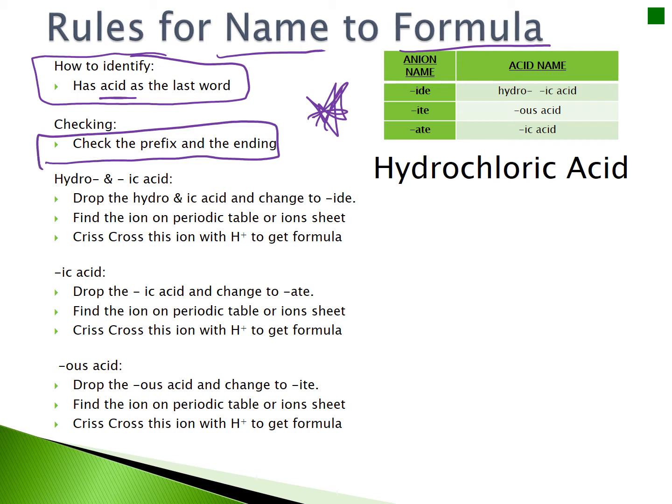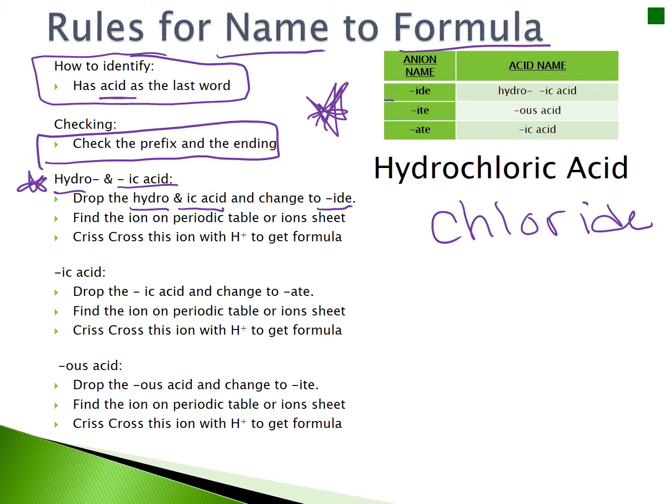Okay, so hydrochloric acid has a prefix of hydro and an ending of ic acid. So I'm going to follow the hydro-ic acid name rules. First, you're going to drop the hydro and the ic acid and change it to ide. So I'm going to drop that hydro-ic acid and change the ending to ide. So what I'm going to be doing is chloride.